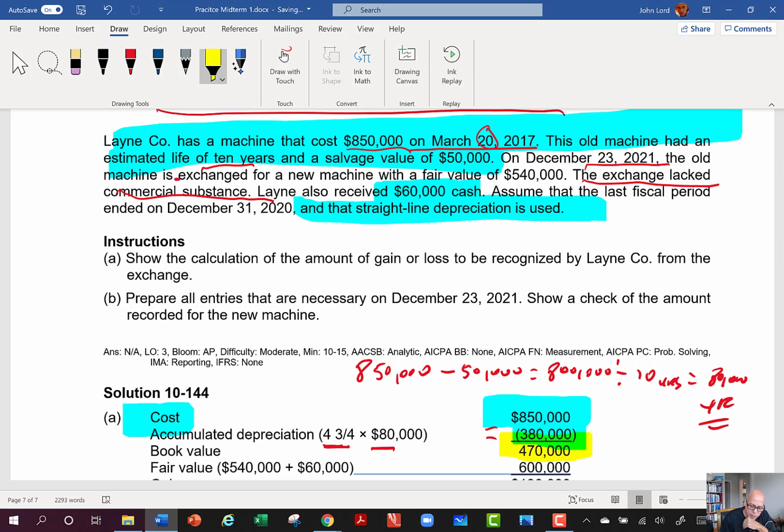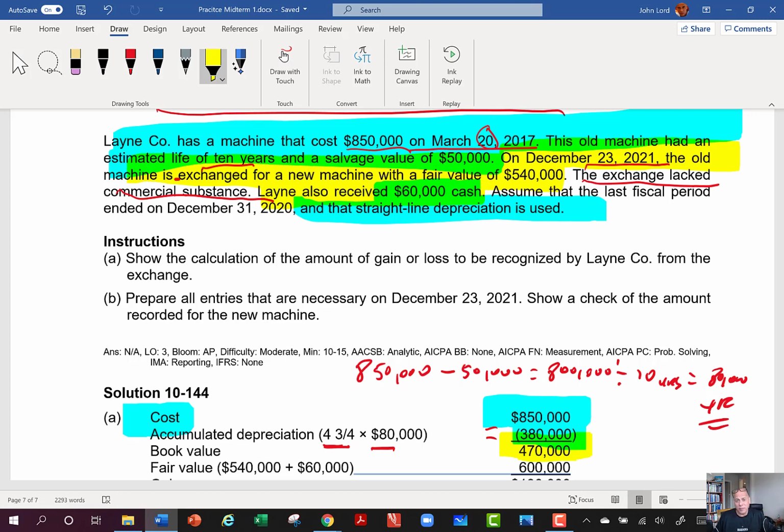So it tells me that on December 31st, 2020, the old machine is exchanged for a new machine with a fair value of 540. So I'm going to get the new machine, 540, and they also are letting them get 60,000 cash. They're going to give me a new machine and cash of 60,000, and I'm giving them the old machine. Well, that's telling you that the old machine must have value of 600,000. Otherwise, no crazy company would give me a machine that has a fair value of 540 and cash of 60, and take away my old machine. They're not crazy. They're saying, okay, good, fair value for fair value.